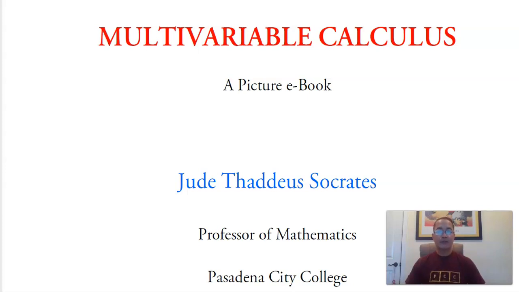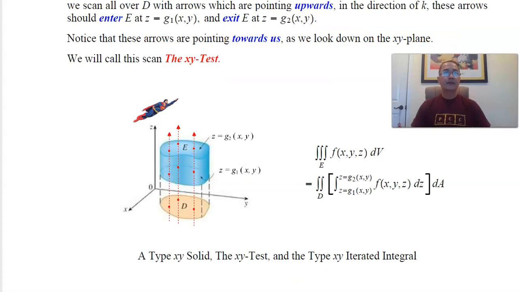Okay, so first thing we're going to do is review how to set up a triple integral in one of the three ways: type xy, xz, and yz. All right, so here's the type xy test. We're on page 134. You have to be like Superman. You have to be above the solid, facing down, and your right arm should be pointing towards the x-axis, your left arm pointing up towards the y-axis.